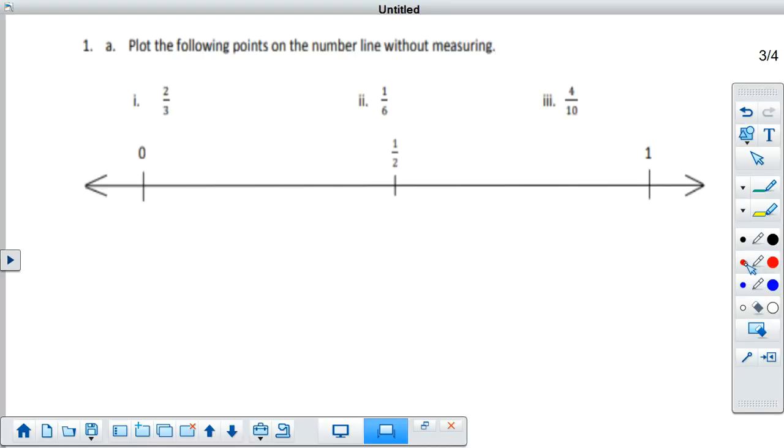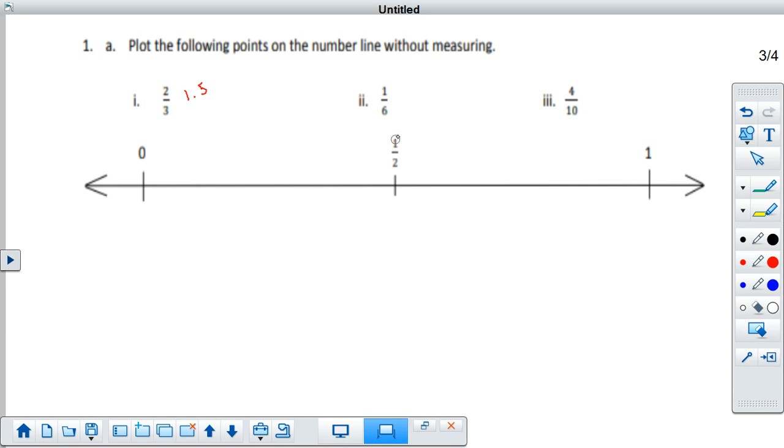to help you out. When it comes to plotting these three numbers, my suggestion is to figure out what half of whatever the denominator is so that you can figure out how that relates to the numerator. So for instance, half of 3 is 1.5. So imagine 1.5 is this point. The question is, where would 2 come in?